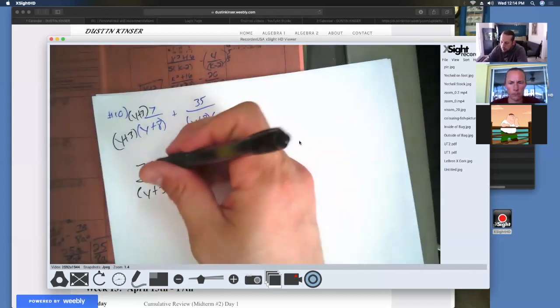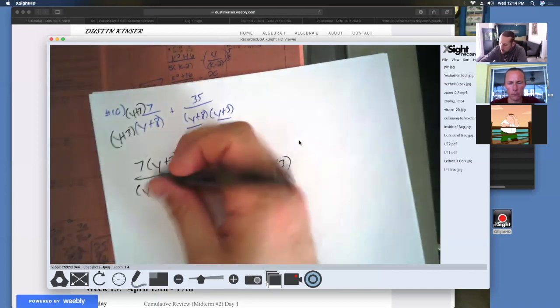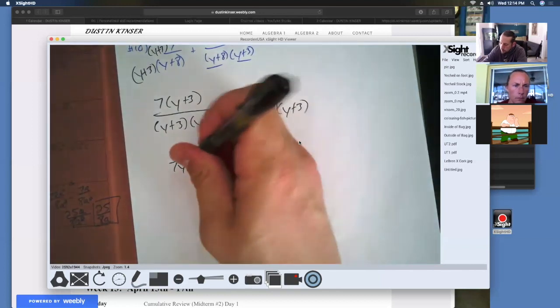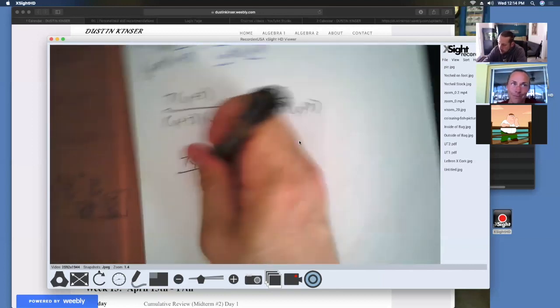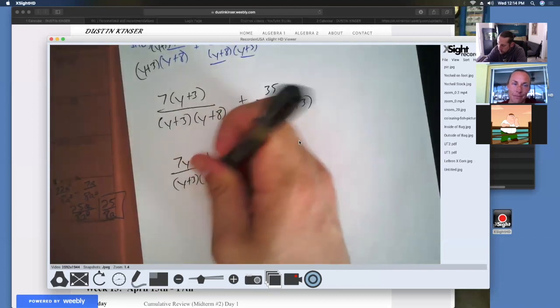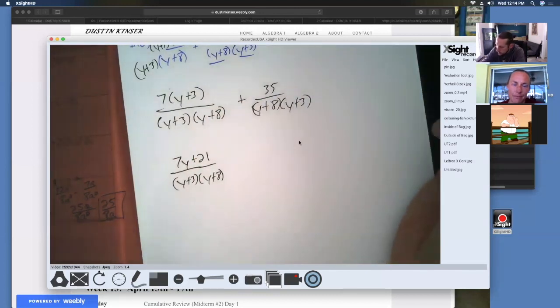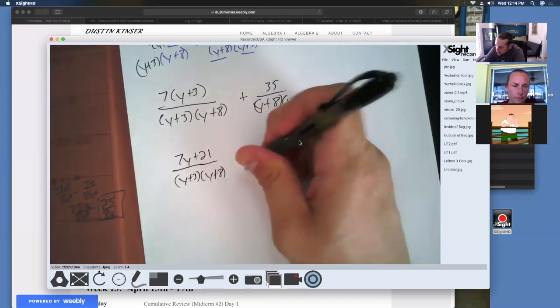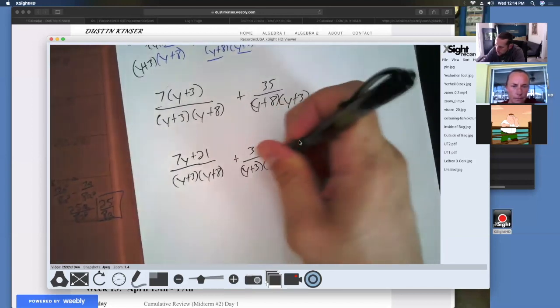So I'm gonna distribute this right here. So I'm gonna get 7y plus 21. Still, I'm going to have y plus 3, y plus 8. And again, you probably won't show all these steps. I just want to work this all the way out. And then 35 over. I'm going to put these in the right order just so we make sure we see they're the same.